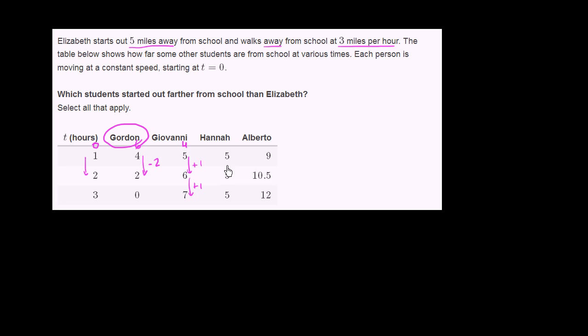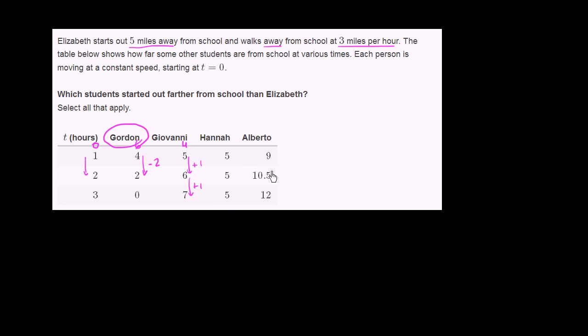Hannah, at every time, is just exactly 5 miles away from school. So she's napping or something. She is not actually moving. So Hannah started out, napping at exactly the same distance as Elizabeth, but she did not start out farther from school than Elizabeth. So Hannah does not meet the criteria.